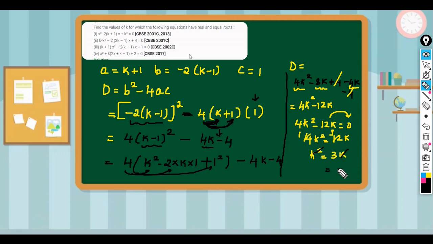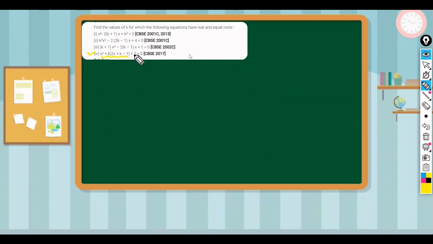Now you can cancel 1k from here, 1k from here. So you have 3 here and you have k here. Your k value is 3. Hope you understood, right? Let's take the last question.